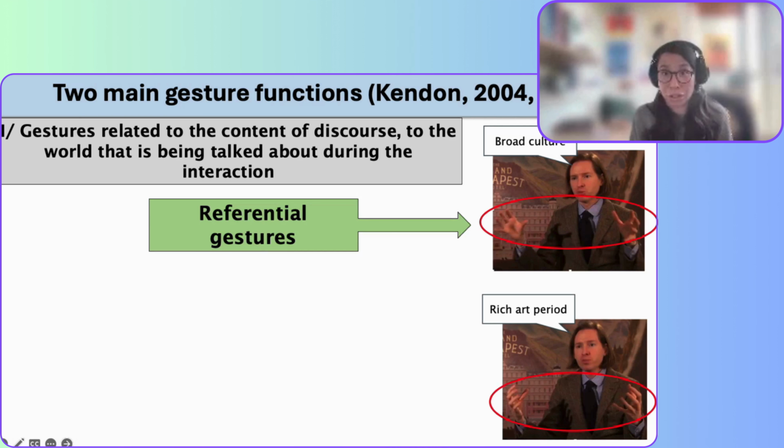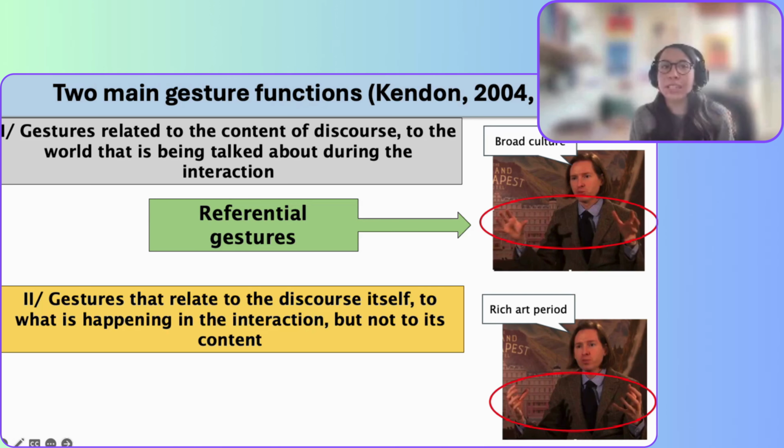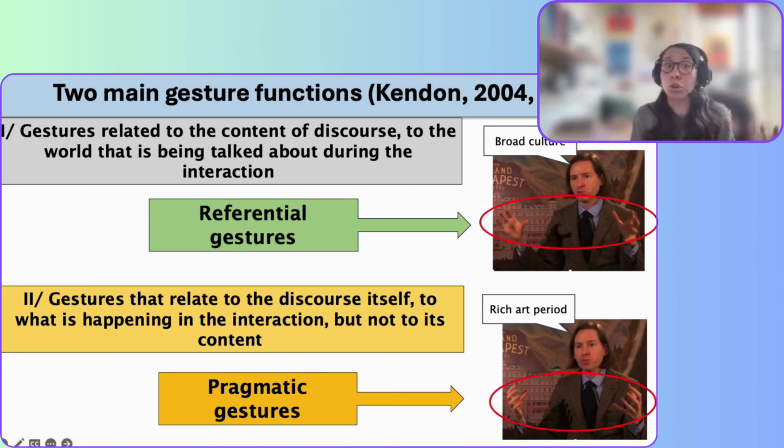This is called referential gestures because they relate to the referent. They have referential content. The other types of gestures don't relate to content, but to discourse itself, to what is happening in the discourse, in the interaction. So they're more like meta, pragmatic or discursive. They're called pragmatic gestures because they're not about content, but about speech processes and discourse processes. So these are two main classes of gestures.